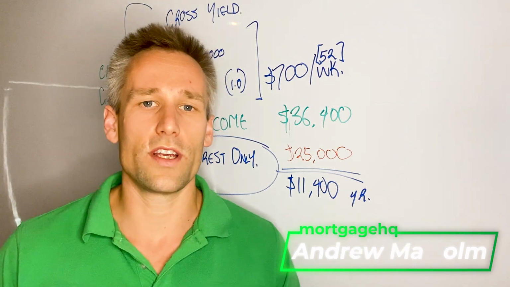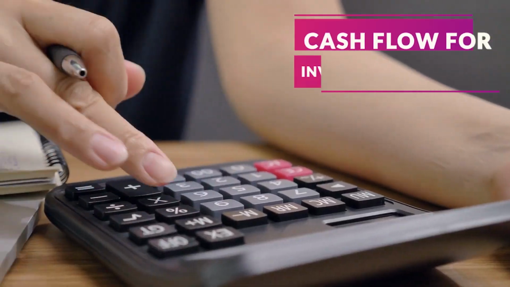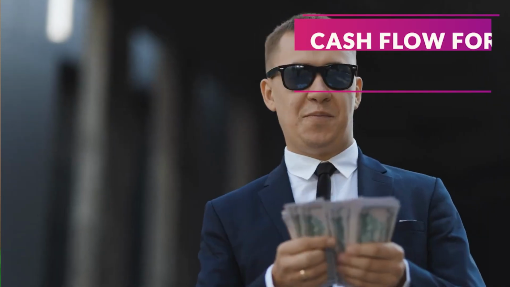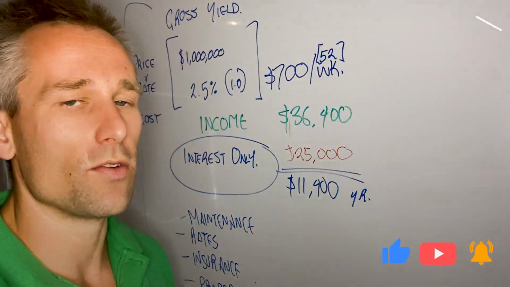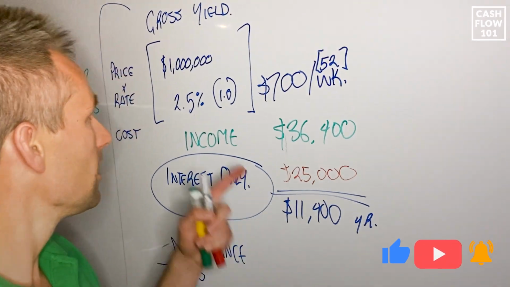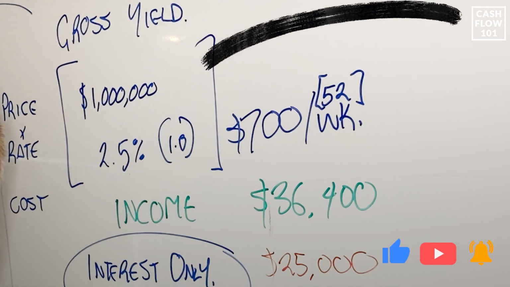Andrew Malcolm here, Mortgage HQ, and today we're doing cash flow for investment properties. It's cash flow for dummies. So we're going to look at gross yield on an investment property. We're going to take a $1 million purchase price.